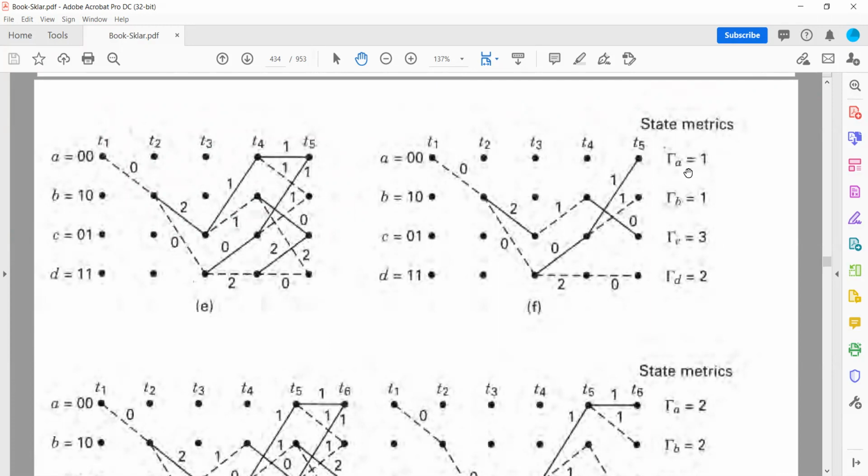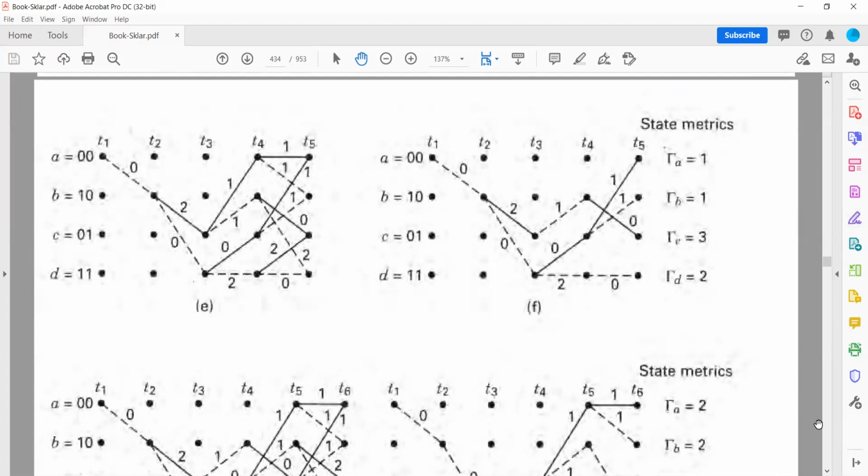What is the updated state metric? 1. And look at this node. What is the surviving path? 2 paths are entering. This 1, this 1, this 2, and this 0. So the state metric is 1 plus 1 plus 2, 4. The other path is this 1, 0, 0, and 0. So that means the state metric will be 1.